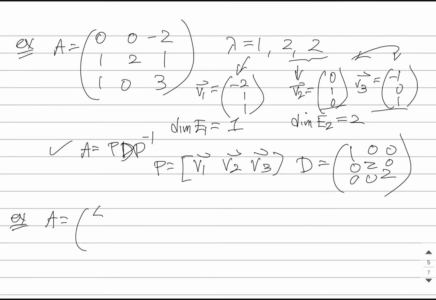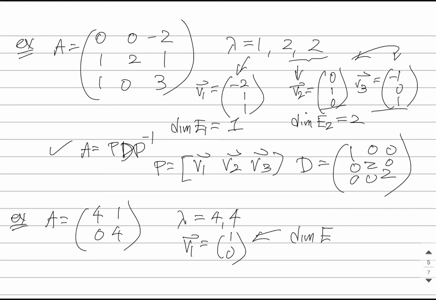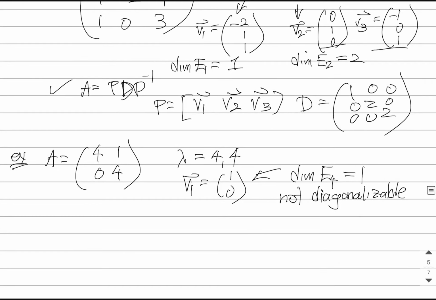Not every matrix is diagonalizable. This matrix has a repeated eigenvalue of 4, but there's only one eigenvector. So the dimension of the eigenspace here, E4, is 1. This matrix doesn't have enough eigenvectors. It's not diagonalizable.